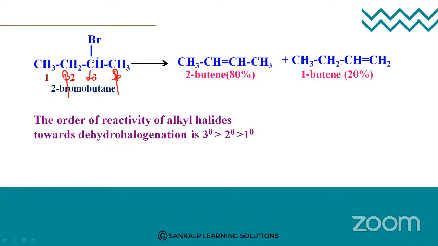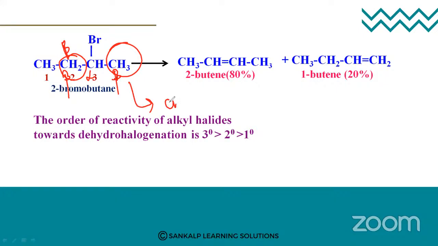So what does the rule say? Whenever you have an unsymmetrical alkene, the hydrogen will be removed from the carbon which has the least number of hydrogen atoms, and the highly substituted product will be formed. Among CH2 and CH3, this beta carbon has fewer hydrogen atoms, so it will form this product.